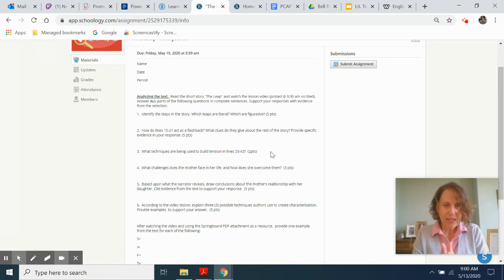It says, let's look at what techniques are being used to build tension in lines 33 to 43. So remember, that tension in a piece of literature is what really helps build the suspense. We've talked about that. So we have this conflict often happening, which creates this tension for us as a reader, that it leads to suspense because we want to know what's going to happen next. That's why we keep reading.